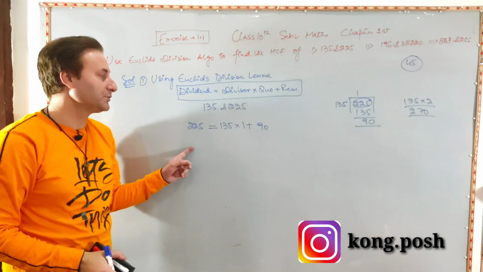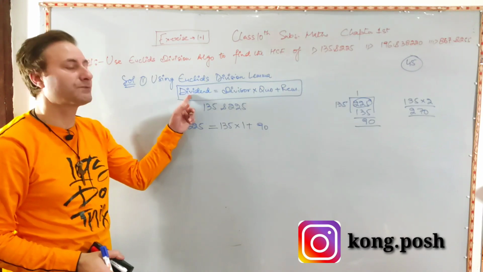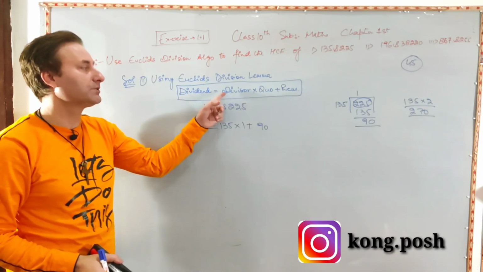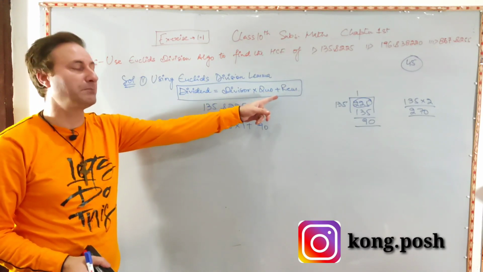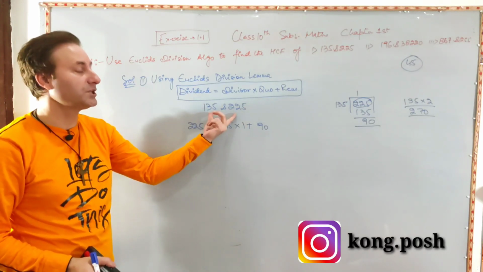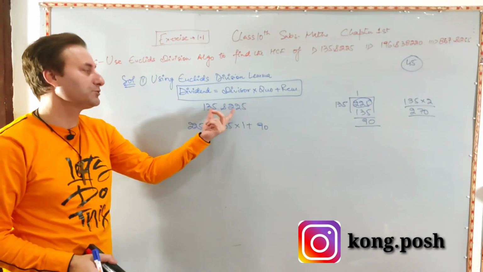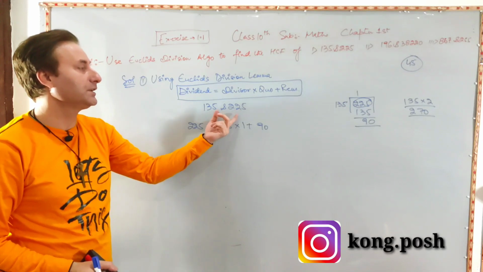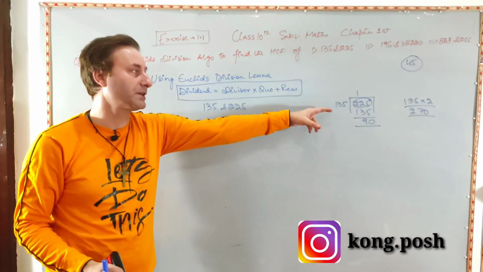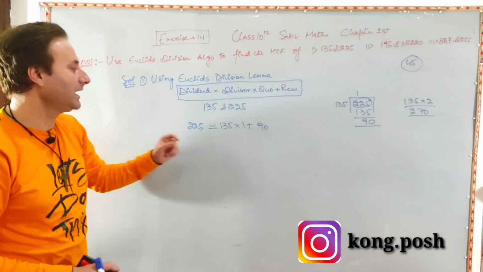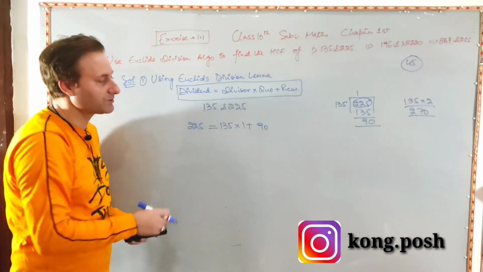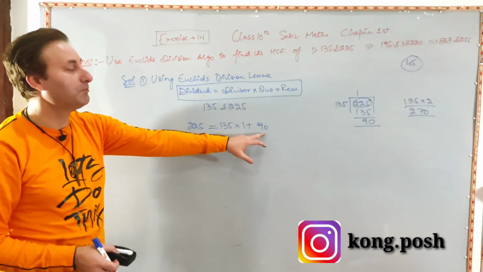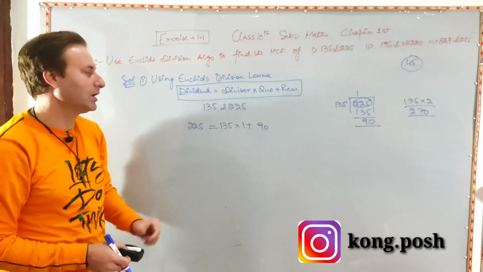I hope this is clear to you. What you need to remember is this formula: dividend is equal to divisor into quotient plus remainder. And then you need to see, if you have two terms, which is the bigger term. Then you have to divide the bigger term by the smaller term. And you need to continue this till the time your remainder is 0. So how to do that?